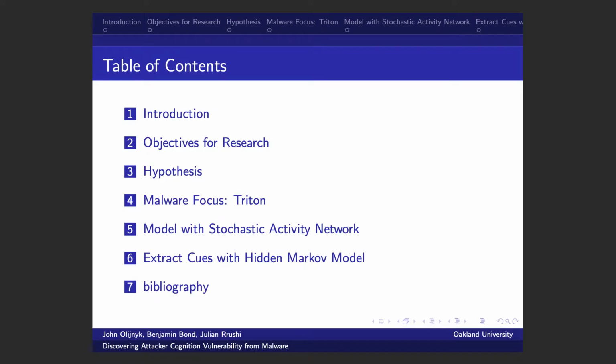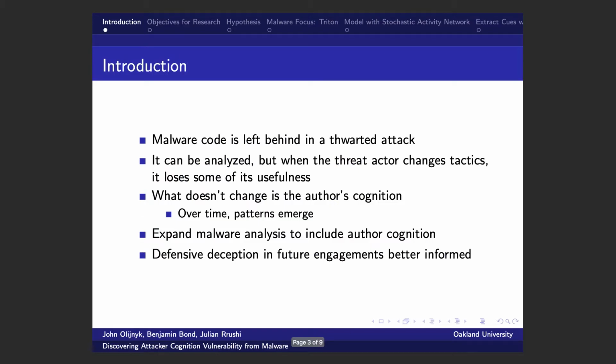So I'll be going over an introduction to our work, the objectives for the research, our hypothesis, and then we'll get into the elements of the paper that we're currently writing, on the malware that we're specifically focusing on, and then how we model this malware and extract cues of human cognition.